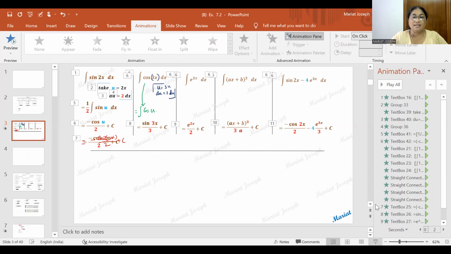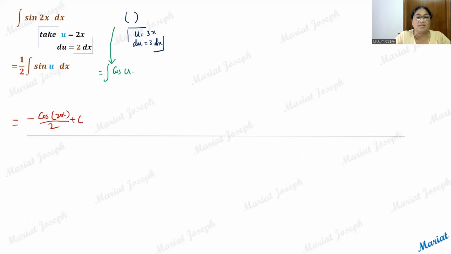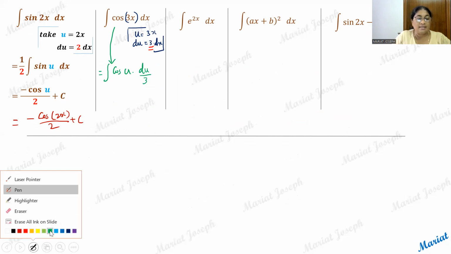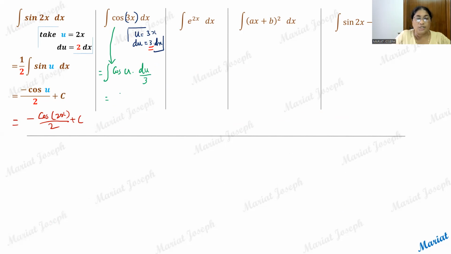So the first one is done. Similar to that, all of you do the second one also. Cos 3x. So cos u into du by 3 comes because of this 3. And how will it affect the answer? Cos u integral is sin u. So sin u is the integral, but upon 3 is there, plus c. So it is sin of 3x upon 3 plus c.